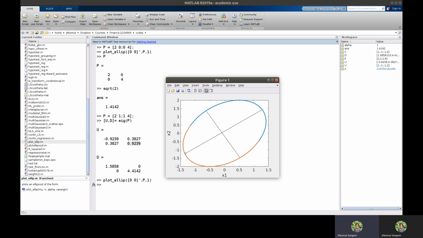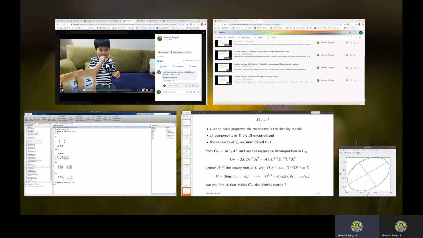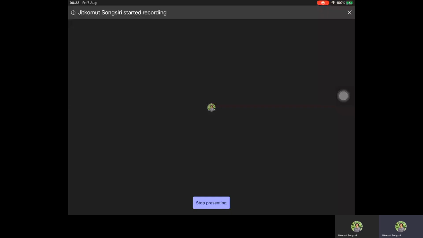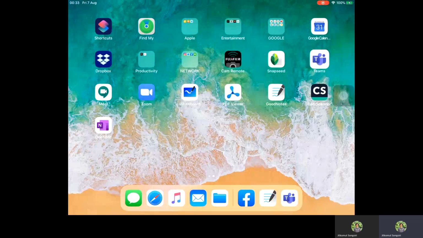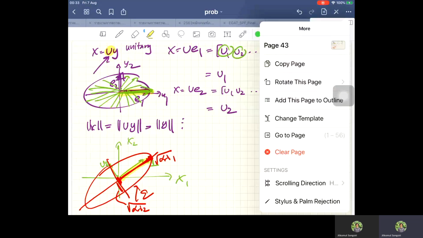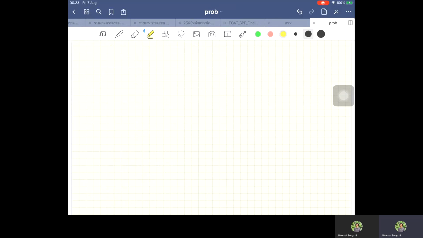Next, I would like to come back to our screen. I would like to talk about some applications of the ellipsoid. When do we see an ellipsoid? I'm just going to erase this. One of the applications is the concept of the Gaussian vector.